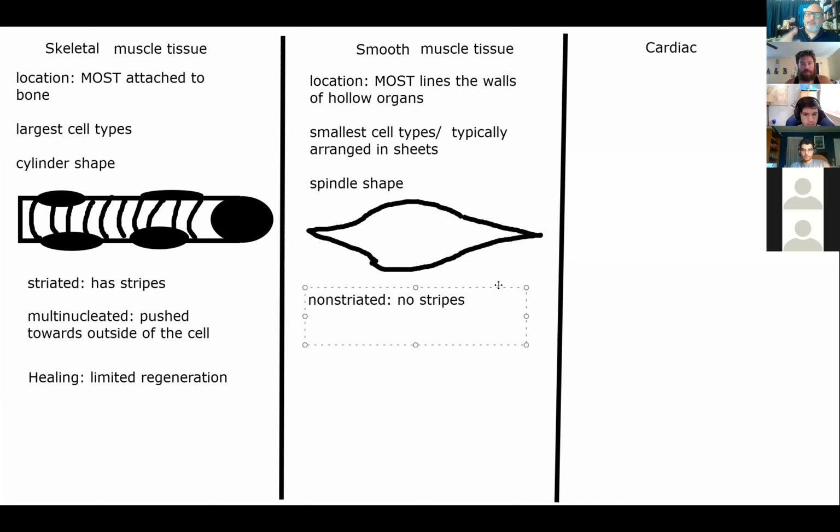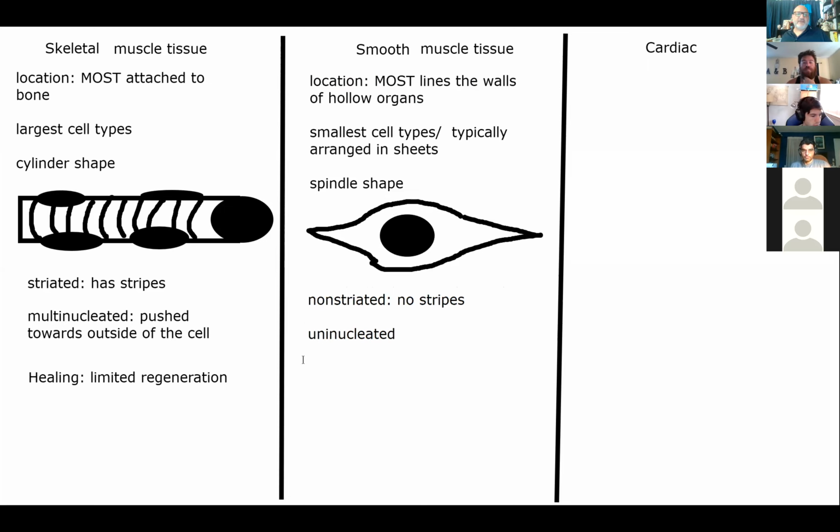Now, it doesn't mean it doesn't have a lot of proteins. It does have a lot of proteins, but it is only uninucleated. What does that mean? One nucleus. One nucleus, exactly. Just one big centrally located nucleus.